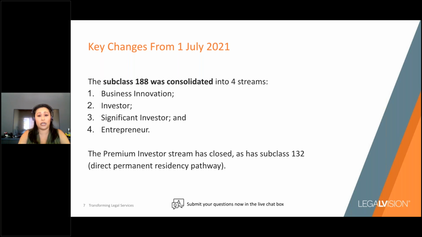So post 1 July 2021, the subclass 188, the provisional visa, has been consolidated into 4 streams: the business innovation, the investor, the significant investor, and entrepreneurial stream. So the government has essentially abolished the premium investor stream and the direct permanent residency pathway, which is the subclass 132. So if you have received an invitation to apply for the older streams pre 1 July 2021, you'll still be bound by those conditions and requirements. But if you receive an invitation after 1 July 2021, then these 4 streams will apply to you.